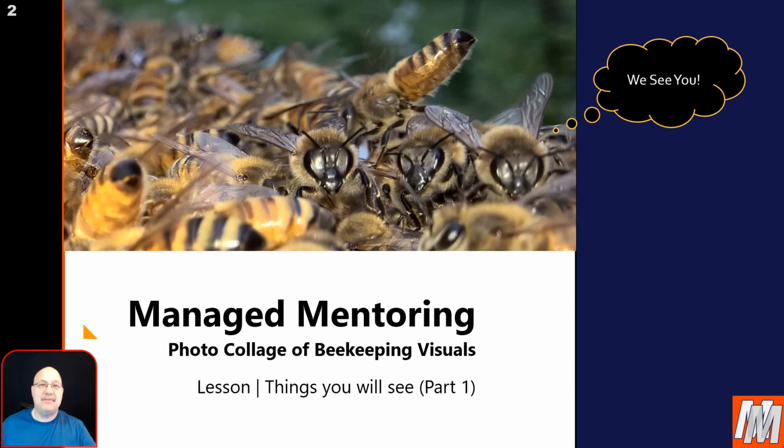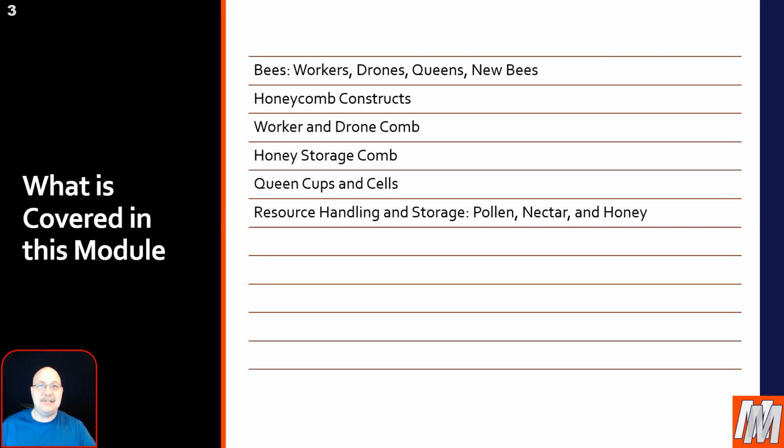Managed Mentoring Guide for Getting Started in Beekeeping. Things you will see. I am Kevin England. In this lesson, we'll go over beekeeping visuals: what new bees, drone bees, worker bees, brood looks like, honey stores, pollen, capped honey, and so on. We're going to take you through a bunch of pictures so that as you do your hive inspections, you know what you're looking at and know what to look for.